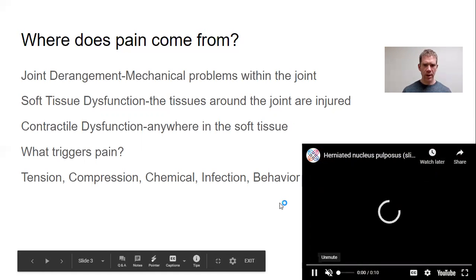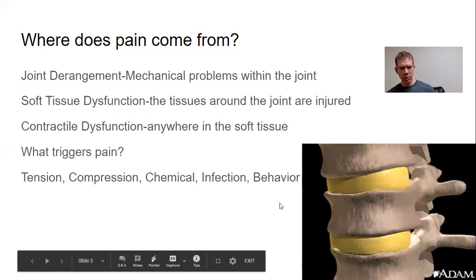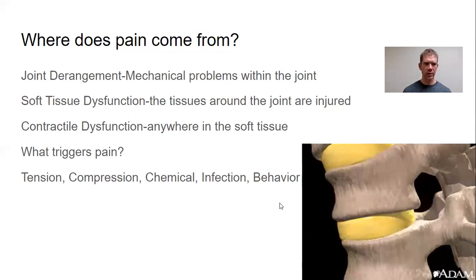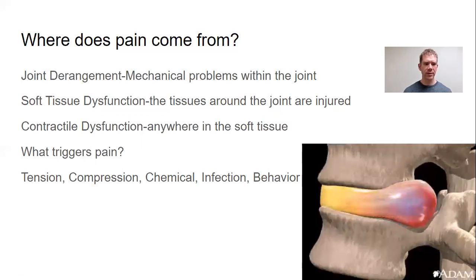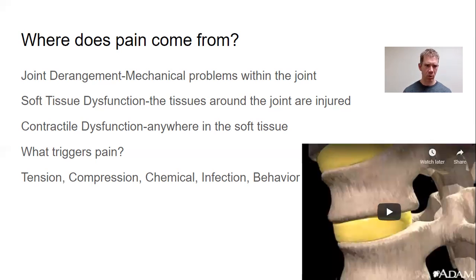But as we have that video load, disc tissue is very moldable. It changes. And so when we have a bulge like that, it often has a directional preference. It has a movement that's going to help make that better or worse.